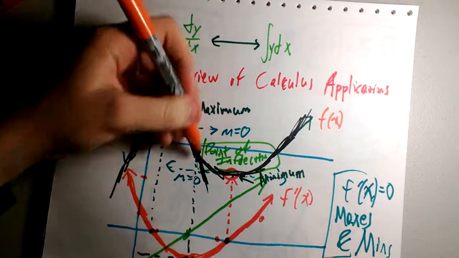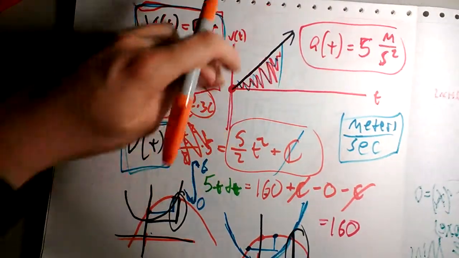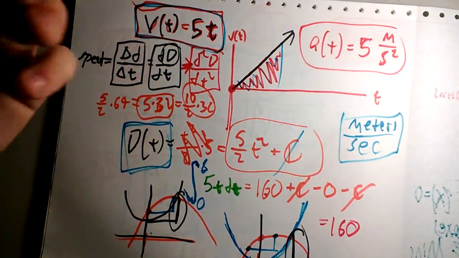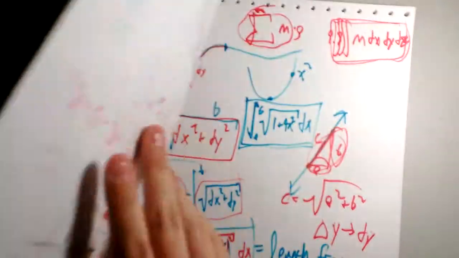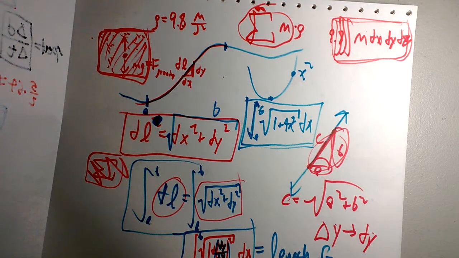So what did we say? We said maximums, minimums, points of inflection. What did we say here? Areas, velocity, and derivatives of velocity. So we just investigated what rates have to do with derivatives. And then here we investigated the power of the integral.